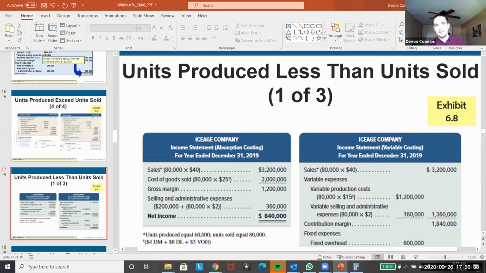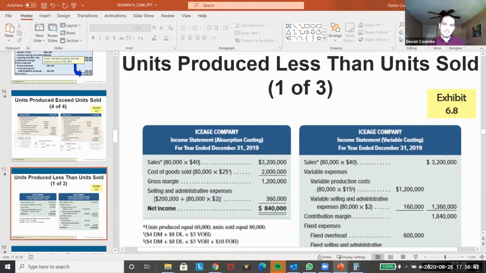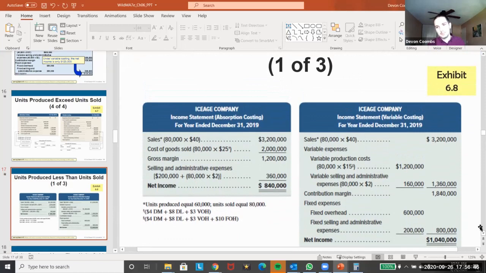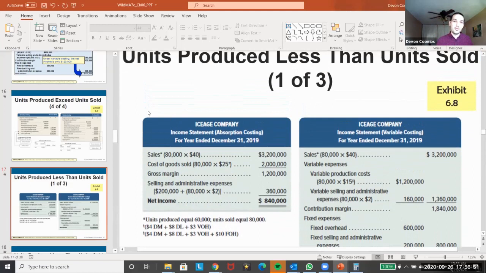The whole point is if we produced less than we sold, from a variable costing standpoint, this is going to more accurately show us how much money we're spending in the period, while absorption costing is showing us how much money we spent related to when the inventory was produced, right? Because of the matching principle. Expenses have to match when revenue is recognized under GAAP accounting. And so it's distorting that monthly perception.